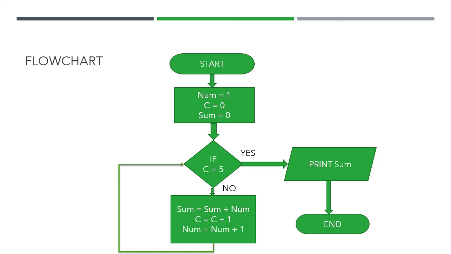Okay. So what is the difference between pseudocode and this? Pseudocode has the statements and this one has pictures. Correct? So the same steps will be followed. We will follow this process until our C becomes 5. Okay, this process we will follow until our C becomes 5. Once our C is 5, we will print the sum and we will end the procedure. Clear?